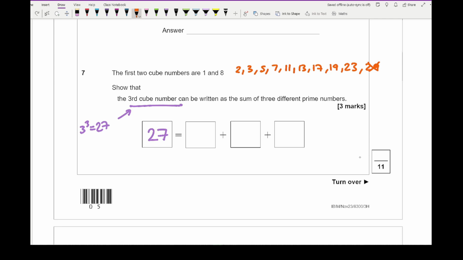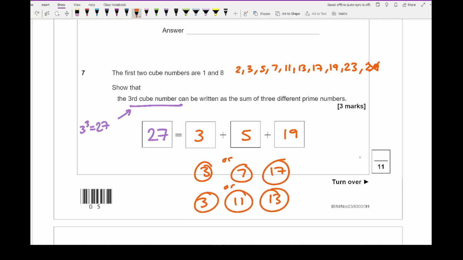Now for this, there's several combinations you can have, and it doesn't need to be written in this order, but you can have 3, 5 and 19 as one option. You could also have the options of 3, 7 and 17, or you could have the option of 3, 11 and 13. And again, you can write those numbers in any order that you wish, but the combination of the three numbers must be the same.